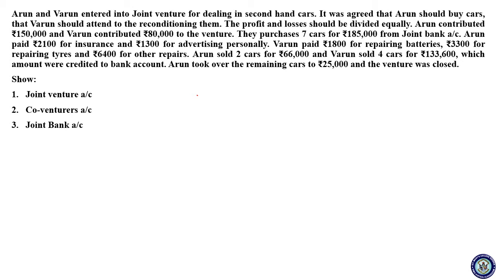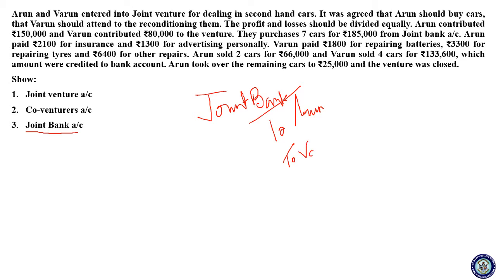Cash. Usually the larger amount is always received by cheque. Now the cheque is to be received by the bank, but in a joint venture account you call it joint bank. So joint bank account debit. Why joint bank account debit? Because the banker will be the receiver of the cheque. Now who is the giver? The co-venturers. Who are the co-venturers? First one is Arun and the other one is Varun. If you want, you can take down this journal entry.